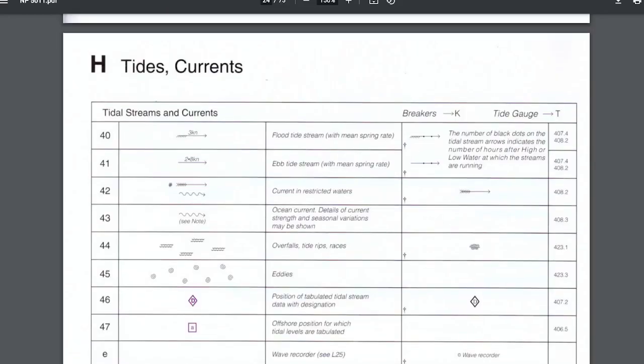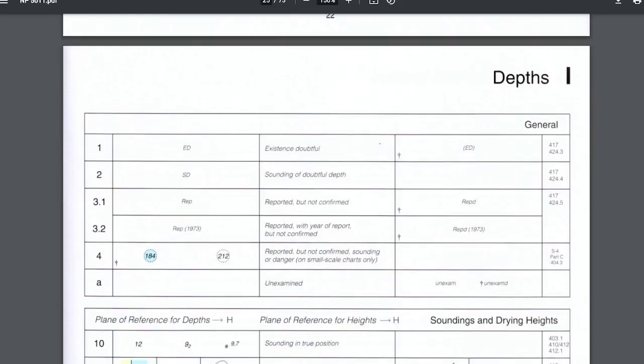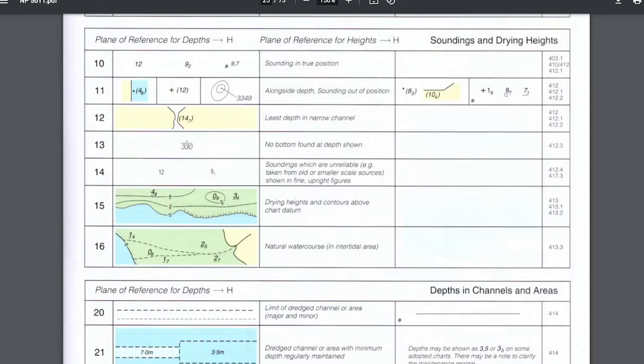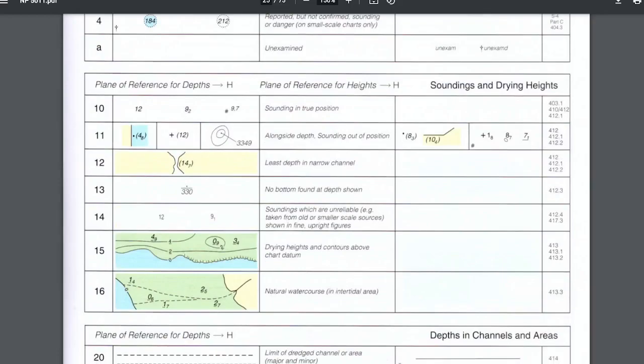Tides and currents, what symbol means which kind of tide. Is it a spring tide or a neap one? Current in restricted waters, overfalls, tide rips, races, eddies. These you need to be aware of. These eddies are pretty notorious for navigation. Strong currents, circular currents. You can just go through these.